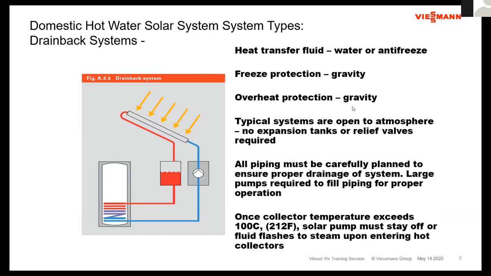Overheat protection is also gravity, which means in overheat, we're going to get to this stagnation type of terminology in a little bit, what all that stuff means. But effectively, if there's no fluid in the collectors, we don't have to worry about overheating the system. So basically, everything sits down here. It's not exposed to that energy that the collectors are gathering right now. And that's going to basically mean we don't have to worry about overheating the fluid in these systems. Other opened atmosphere, typically you need vacuum relief valves, et cetera, on these systems. No expansion tanks, relief valves are required.